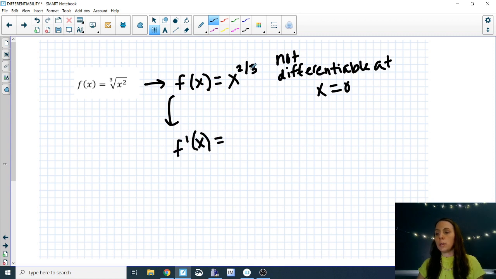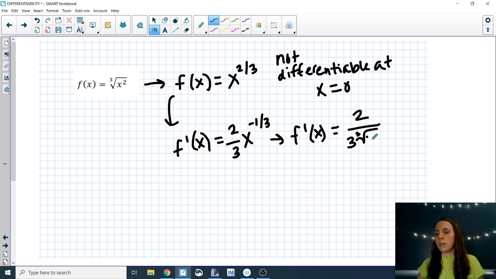Okay, well, here's what it would be. The 2/3 comes down as a coefficient in front of the x, and you subtract 1 from the power. So 2/3 minus 1, that's negative 1/3. Putting that back into radical form, that gives us 2/3 times the cube root of x.